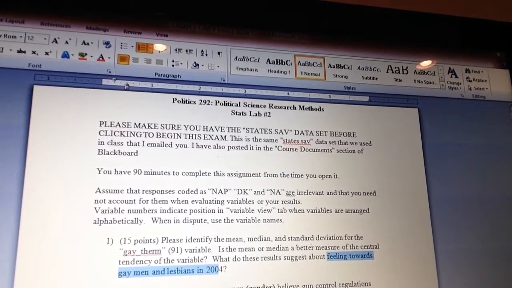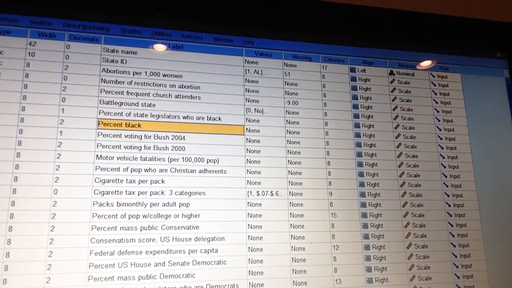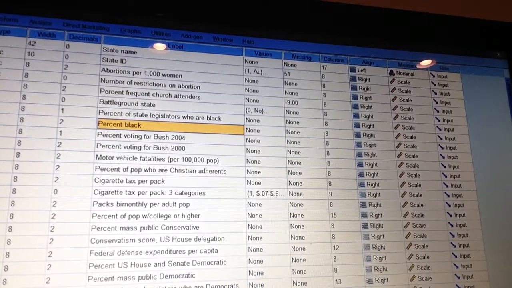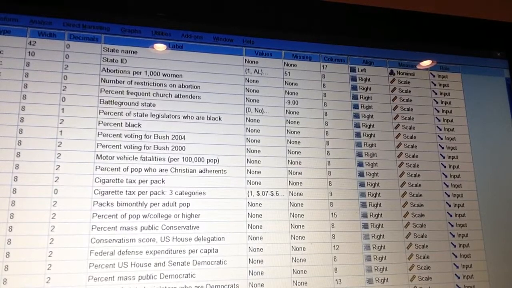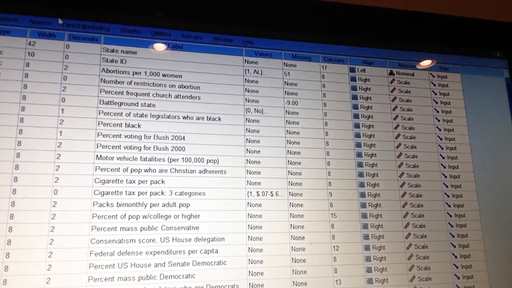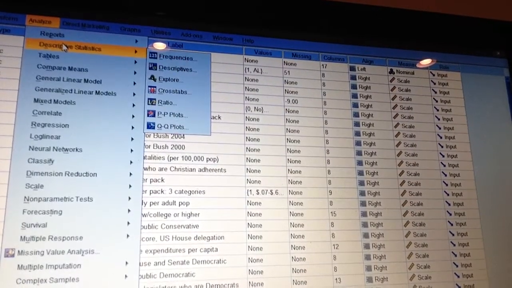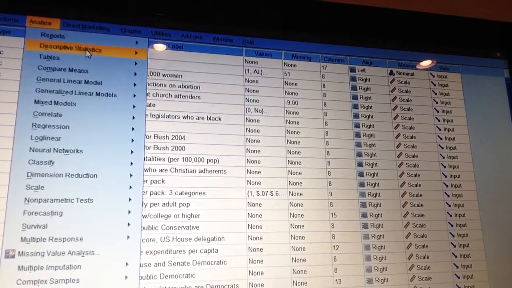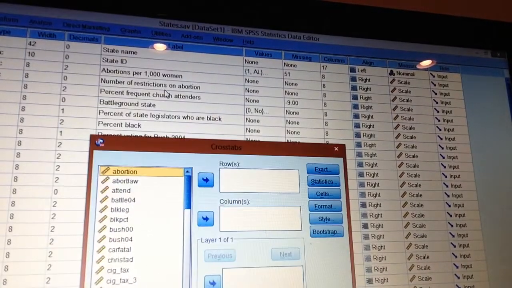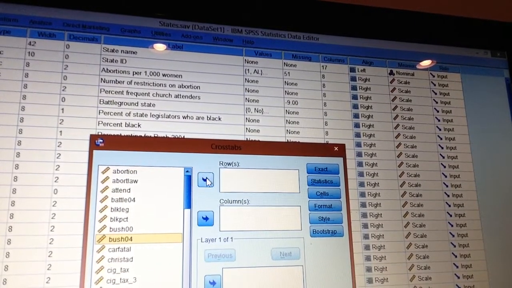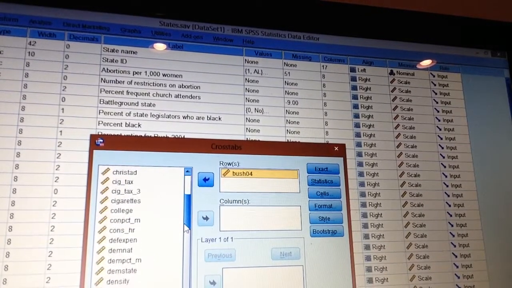So let's go in, and we're going to do a crosstab, only we're going to do it for the Bush 2004 percentage, since we don't have the right data set for this. So to do a crosstab, I go Analyze, Descriptive Statistics, Crosstabs. I'm going to do Bush 04, and then I believe I have a gender variable.